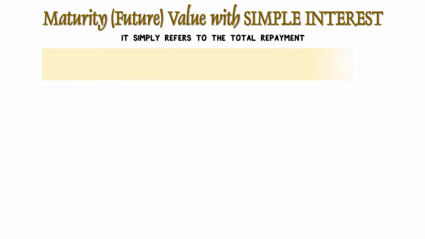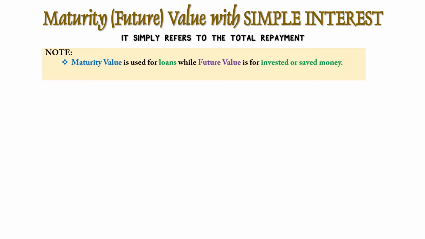But this time, let me introduce to you the following facts of terminologies, of the 4 terminologies that we have a while ago. First, we have here maturity value and the future value. So, ang maturity value is used for loans, while future value is used for invested or saved money. Pero ang dalawa ay magkaparehas lamang. Magkaiba lang sila sa gamit. Next, we have principal amount that is used for loans, while present value is used for invested or saved money. So, yun po ang kaibahan ng mga terminologies na ito.